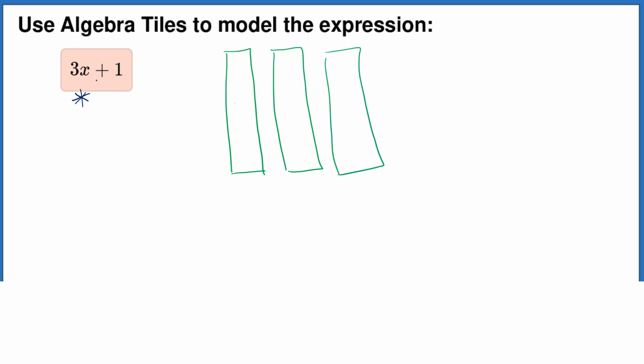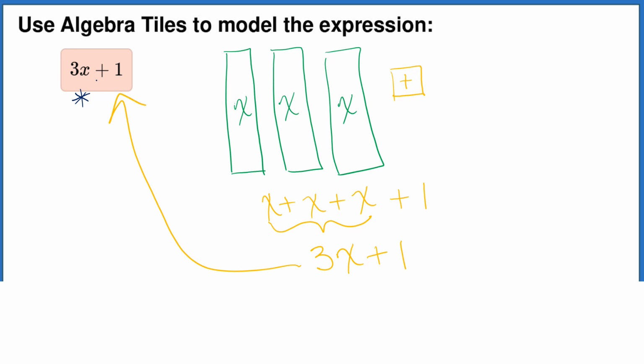And we know that this is going to be a positive X, and a positive X. And then we're going to add one positive unit. And that would be how we would model this expression. We would say we have X plus X plus X plus 1 unit. Combine the like terms. We have X 3 times, and then bring the rest of it down, and that matches our original expression.